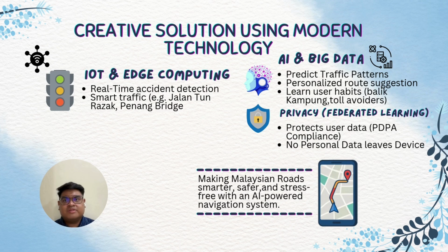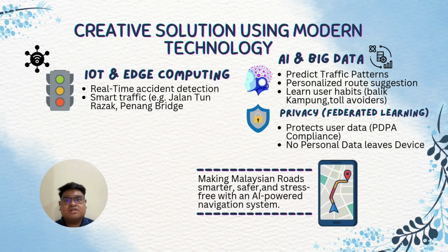They just show a route based on traffic right now, but they don't understand local traffic patterns. By utilizing AI and big data, the system can learn from past traffic data and predict where balik kampung traffic will happen, avoid toll roads, and then suggest a better route based on that. With IoT and edge computing, smart traffic lights and road sensors can detect accidents or sudden traffic jams immediately. They can make fast decisions directly without waiting for a cloud server.